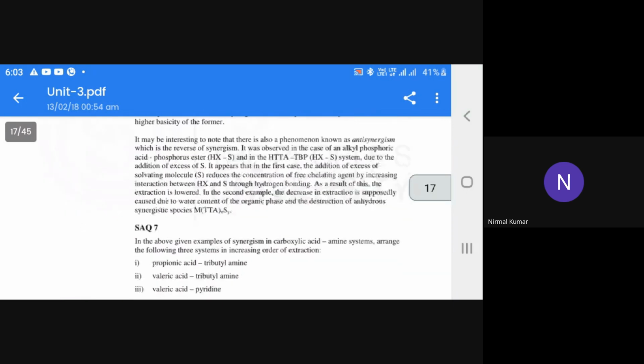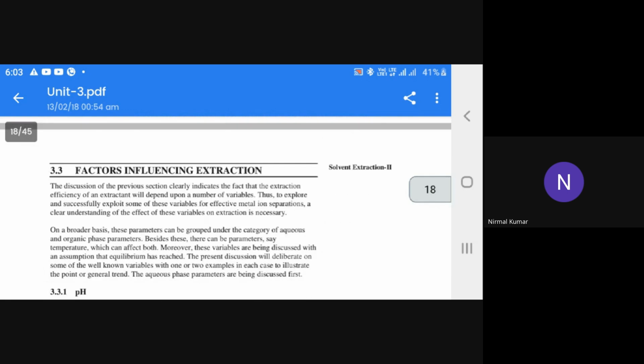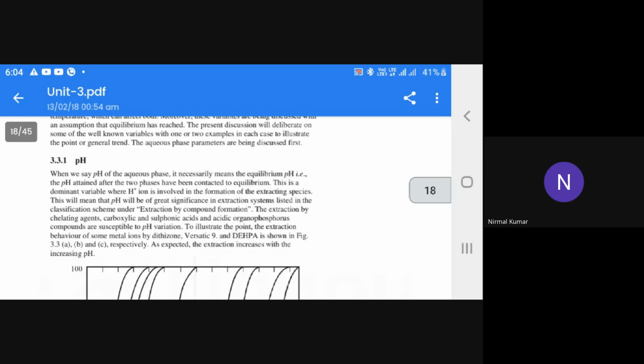Then, what are the factors that influence the extraction? Factors influencing the extraction. There are so many factors, out of which one is the pH, then molarity of the acid, effect of metal ion concentration, then presence of salting out agent, presence of masking agent, concentration of the extractant, and the nature of the diluent. So these are the factors. pH. So this is the relationship.